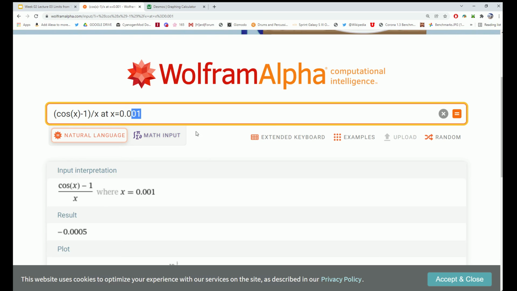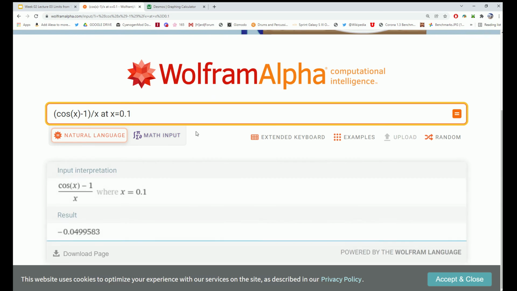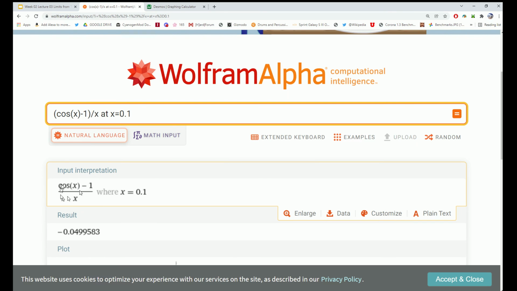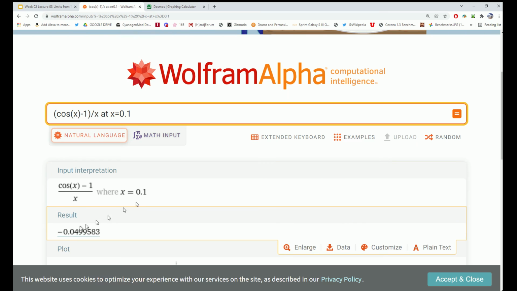Let me just actually, there we go. So whenever you type anything into Wolfram Alpha, always look at what the interpretation is to make sure that it actually understood what you typed the way you wanted it to understand it. So here, cosine x minus 1 over x, where x is 0.1, we get negative 0.0499, so negative 0.04995.